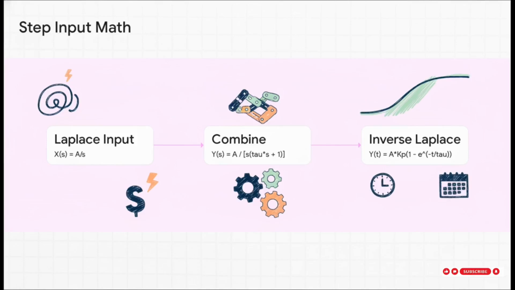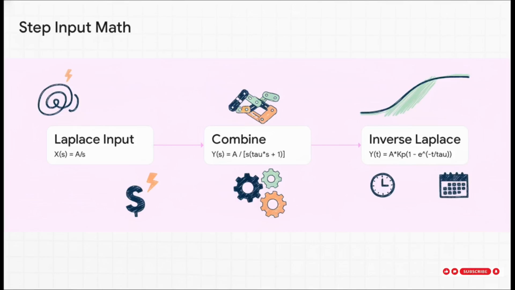So in the Laplace domain, or S domain, our step input, X(s), is simply A/s. We multiply this input by our transfer function to get our output, Y(s). That gives us A divided by s times the quantity τs + 1. But, we don't live in the S domain. We live in the real world, the time domain. So we apply the inverse Laplace transform.